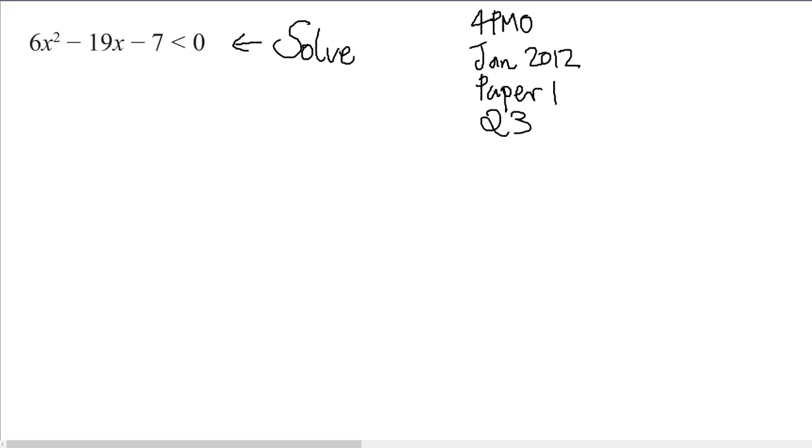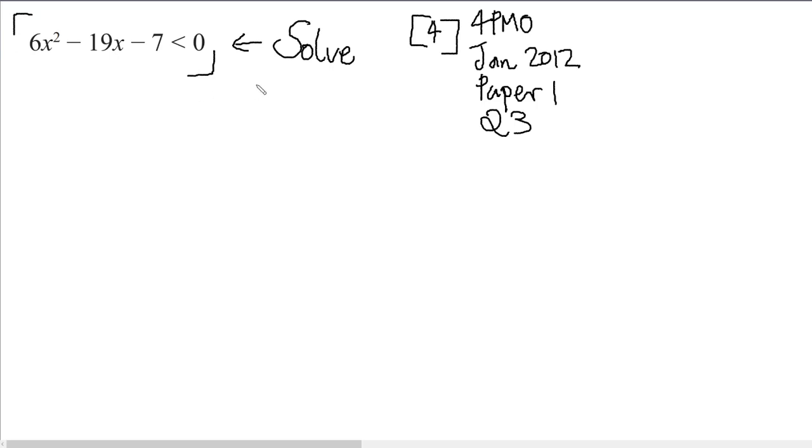In this video we're going to be going over a 4-mark inequalities question from Edexcel for the Pure Maths IGCSE past paper from January 2012. It's paper 1, question 3 for anyone interested in looking at the reference on the Edexcel website. It's 4 marks, as I said before, and the instruction is to solve this inequality.